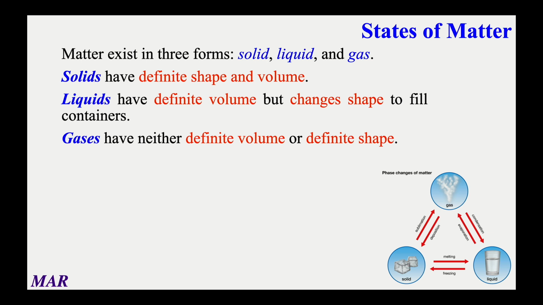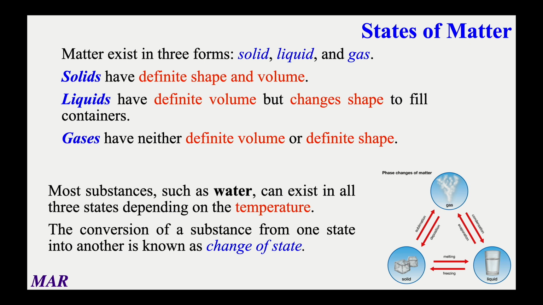Gases, on the other hand, have neither definite volume nor shape. They just kind of go for whatever's around them. Harder to contain. You need to contain them, or else they kind of break free. In the lower right-hand corner are some of the names associated with the different transformations of matter, and we'll talk about those more in a little bit.